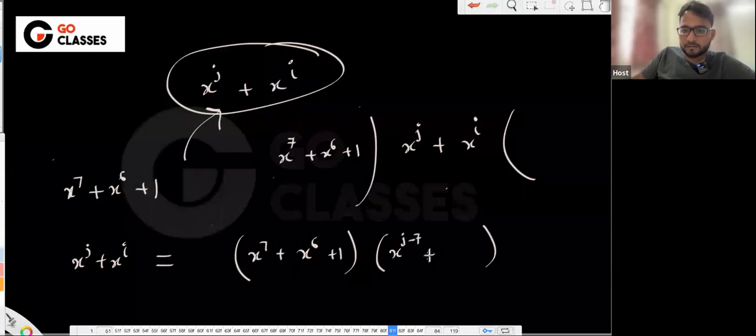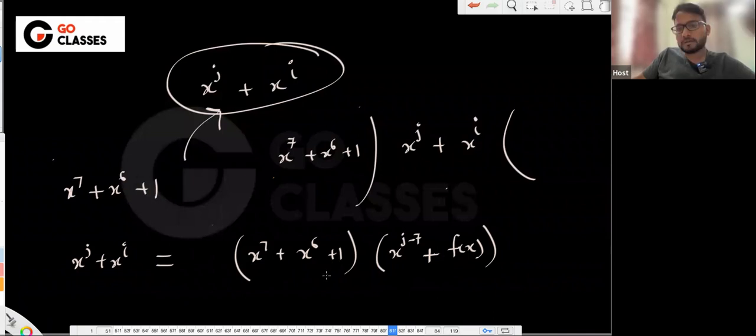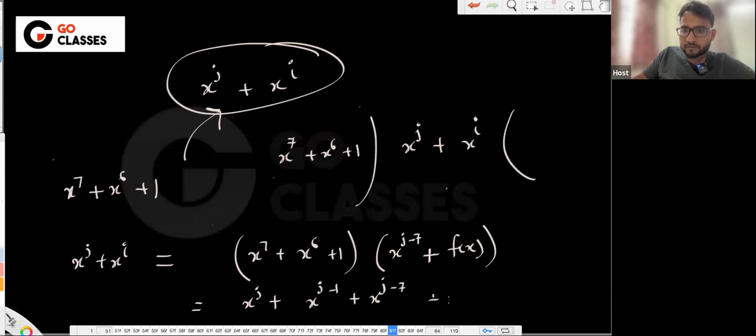And then something extra I will be having, and let's suppose this is f(x). So this will be x power j plus x power j minus 1. I want to check whether this whole thing could be x power i or not. If you multiply by this, x will give x power j, minus 1 plus x power j minus 7 plus f(x) multiplied by the whole thing. So this whole thing should be x power i only.